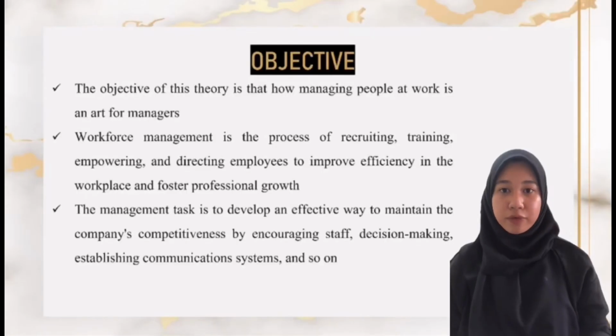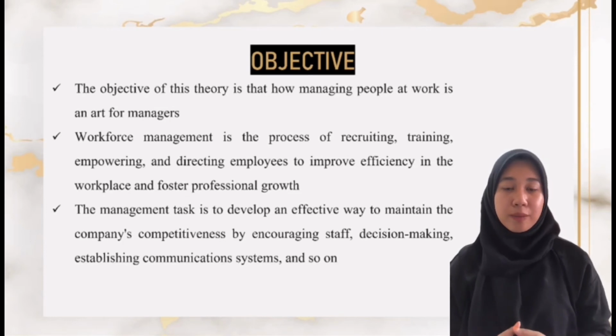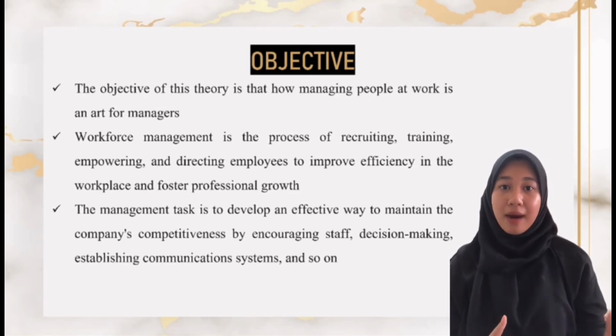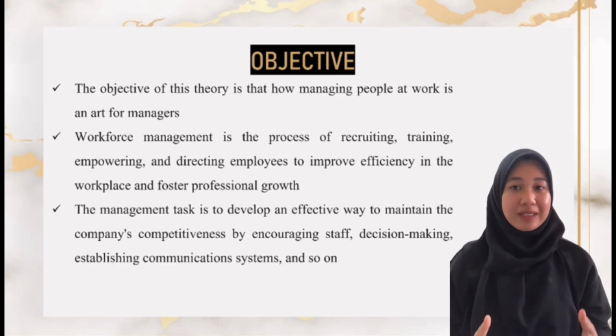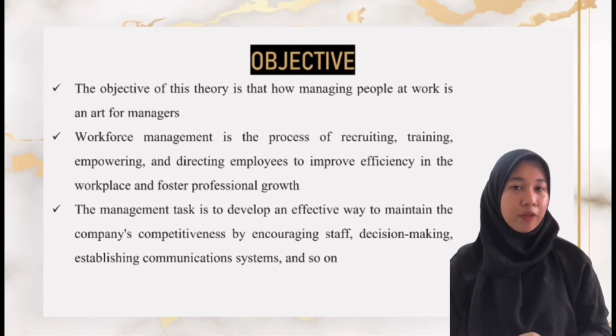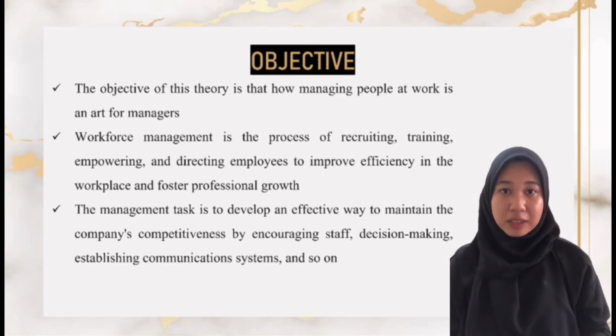Okay, now we move to the objective. The objective of this theory is that managing people at work is an art for managers. Second, workforce management is the process of recruiting, training, empowering and directing employees to improve efficiency in the workplace and foster professional growth. And the last one is that the management task is to develop an effective way to maintain the company's competitiveness by encouraging staff decision-making, establishing communication systems, and so on.